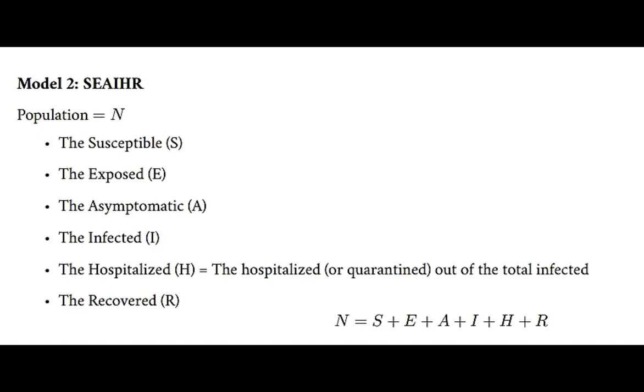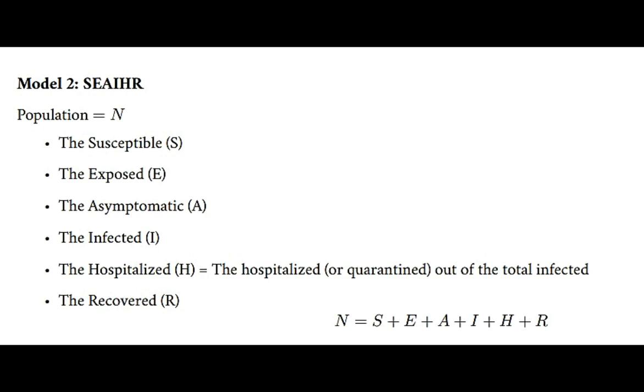Now it is time to talk about the second model, which is the SEAIHR model. This model is a little bit more complicated than the first one because of the additional three variables. Each letter of SIR has the same meaning as above. The letter E represents the exposed, A represents the asymptomatic, who do not have any symptom even when they are infected. Because of these asymptomatic patients, we saw in the first video that the reported cases are not exactly the same as the actual cases.